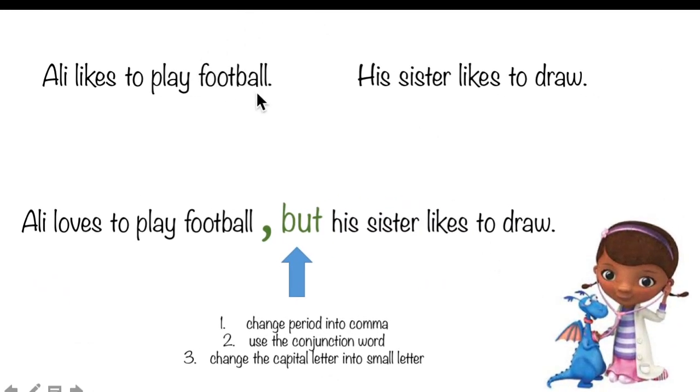Ali likes to play football. His sister likes to draw. Ali loves to play football. See, I changed the period into comma. Step number 2, I use the conjunction word. And then step number 3, I change the capital letter into the small letter because this is not a name of a person. This is word his. So change the capital letter into the small.